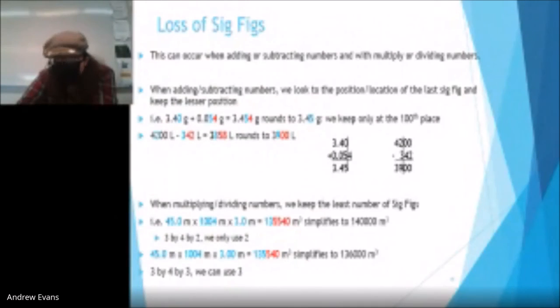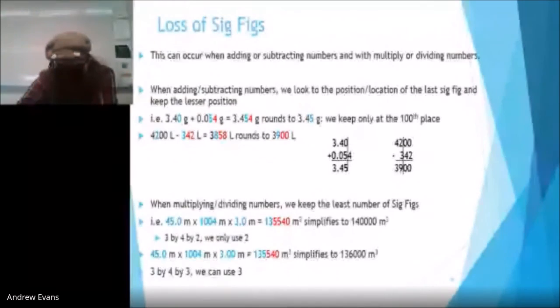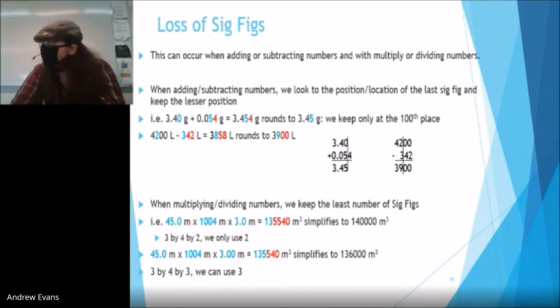If I knew this more accurately, if I knew this was 3.00, I could round it to 136,000 meters cubed. The more accurately you know this, the better you can report this. So it's one of those measure twice, cut once type things. The better you know this, the better you can figure out how much we actually have to work with.